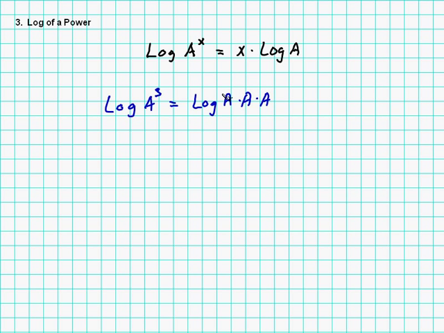Okay, but what do we know about this? The log of a product is the sum of the logs. So that's the log of a plus the log of a plus the log of a. But that's just 3 times the log of a. Okay, so that makes it very intuitive and reasonable that this should be the rule. That x times the log of a is simply saying we have this many log of a's added together, which is following the rule for repeated multiplication applied to logarithms.